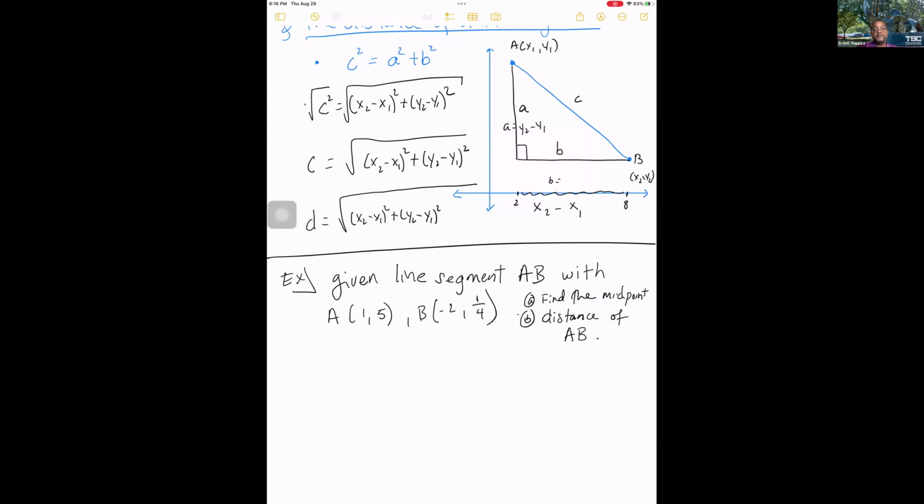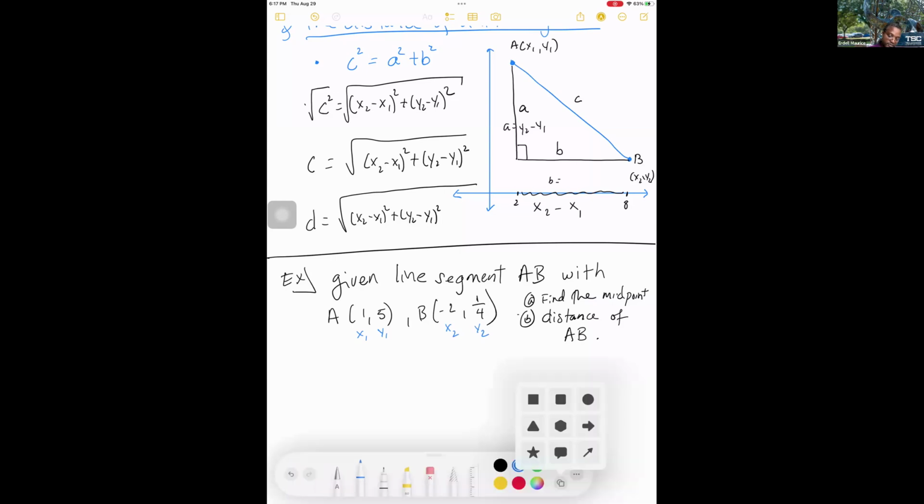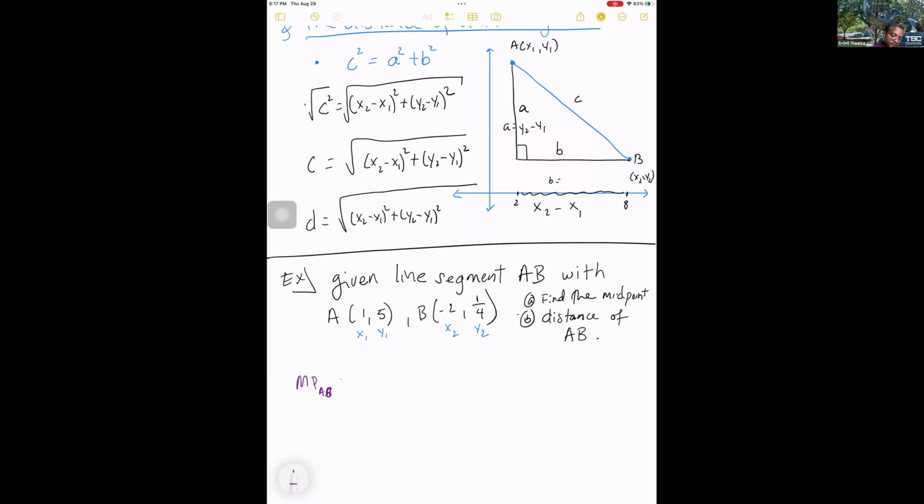All right, so let's go ahead and find the midpoint. I like to label everything so it makes my life a little bit easier in the long run. The first point I will call x1, the second y1, the next x2, and the last y2. And so to find the midpoint of line segment AB, that's going to be (1 plus -2) divided by 2, comma, (5 plus 1/4) divided by 2. You with me so far?